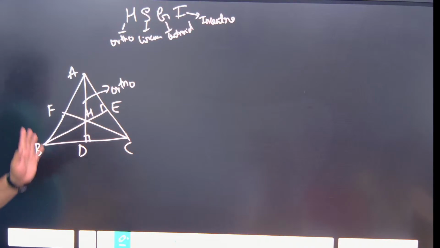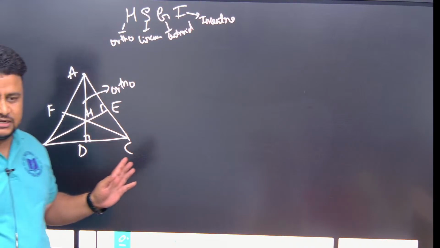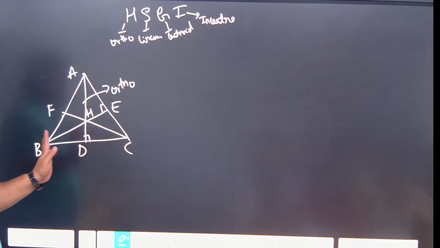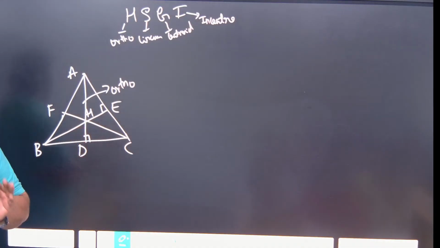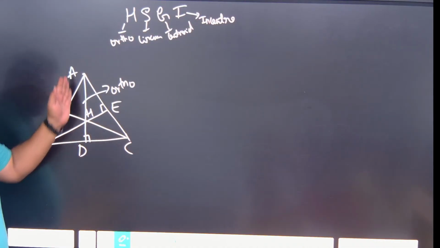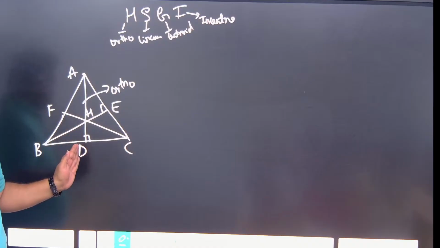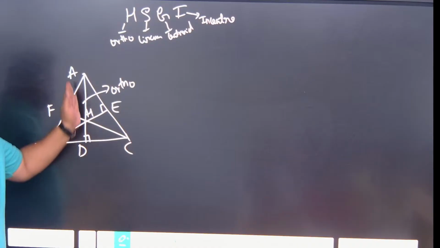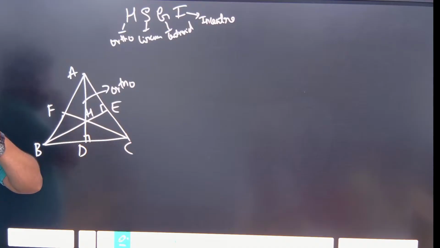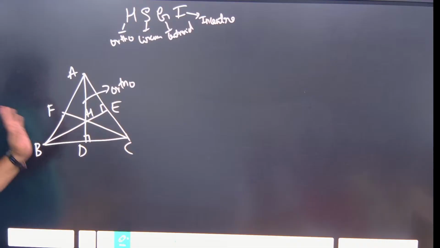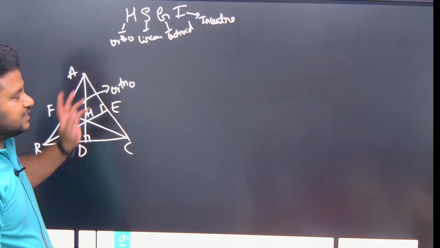Please keep this in mind. Point of intersection of altitudes is what? Orthocenter. You have to make a note of it, otherwise you will forget. Altitudes means it will touch the other side in a perpendicular way, perpendicular to the side which it is touching. So point of intersection of altitudes is orthocenter. We denote it by H. Orthocenter is not denoted by O, it is denoted by H. Okay, next we will come to circumcenter.